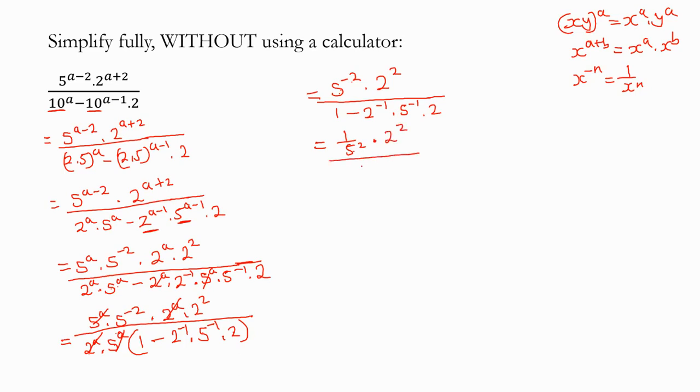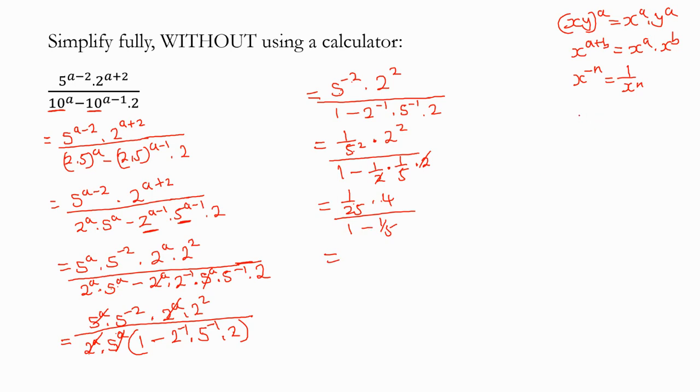And then 1 minus 2^(-1), which is 1 over 2, times 1 over 5, and then times 2. Then 2 divided by 2 is 1. We remain with 1 over 5. So we remain with 1 over 25 times 4 over 1 minus 1 over 5. Right, 1 over 25 times 4.